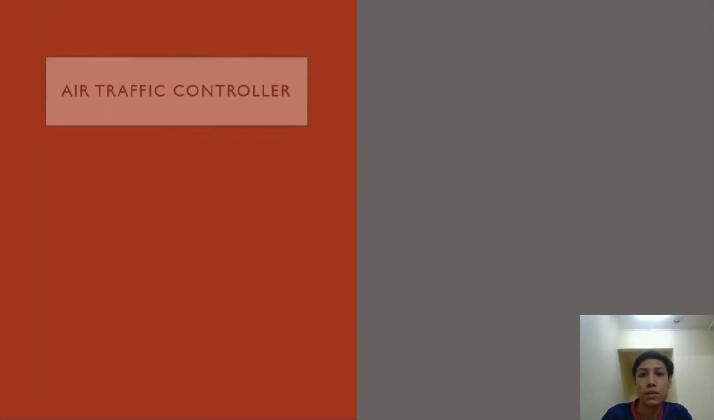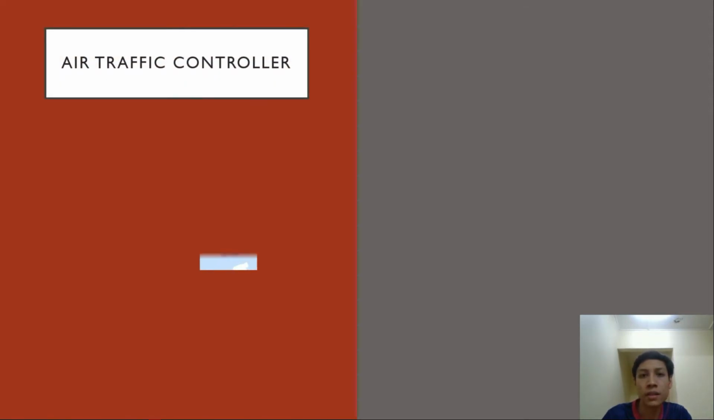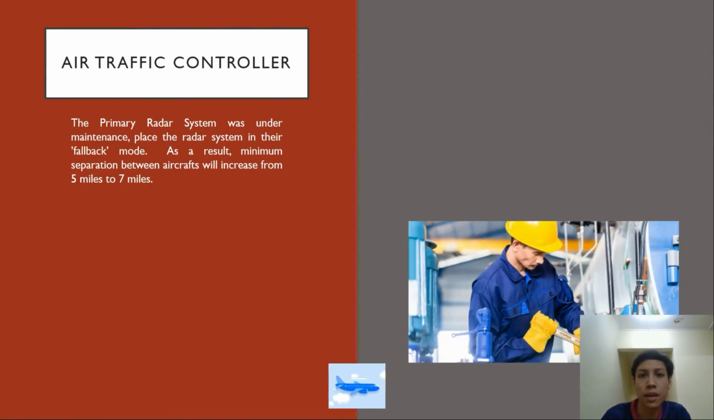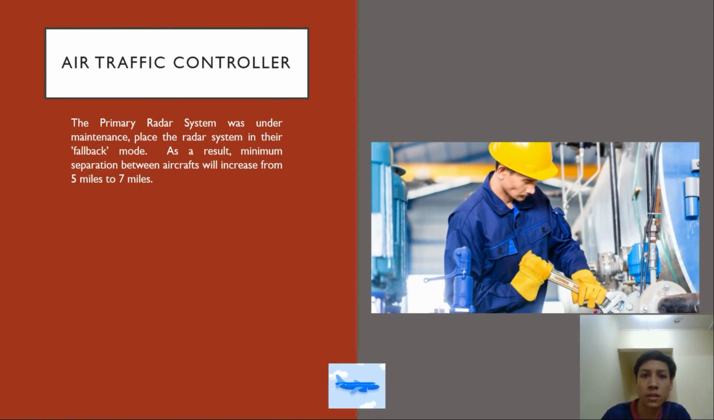The first cause of the accident is related to the air traffic controller who was late in noticing the danger of the collision because of several reasons. The primary radar system was under maintenance on that day. Because of the maintenance, this placed the radar system in fallback mode, and as a result, the minimum separation between the aircraft increased from 5 miles to 7 miles.